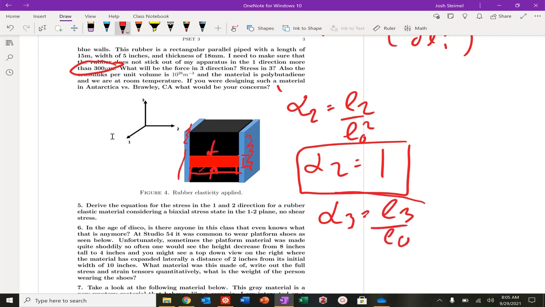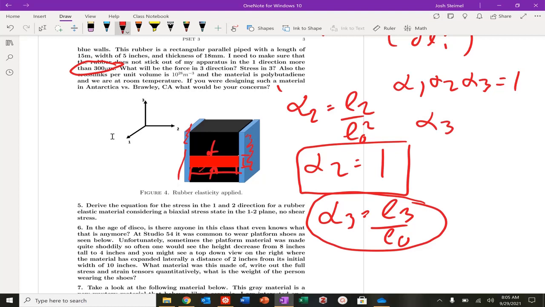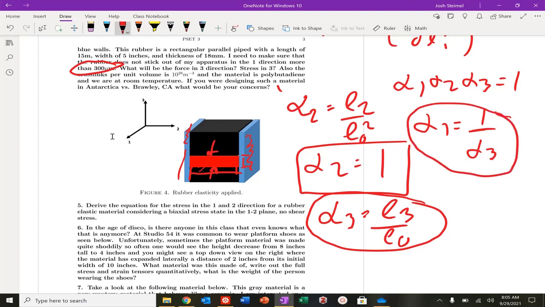I don't know what this is, but I also know that alpha 1, alpha 2, and alpha 3 multiplied must equal 1. So if alpha 2 equals 1, then I need to make sure that my alpha 1 must be equal to 1 over alpha 3. That's it. So I have this relationship, and now I could start to plug in here.